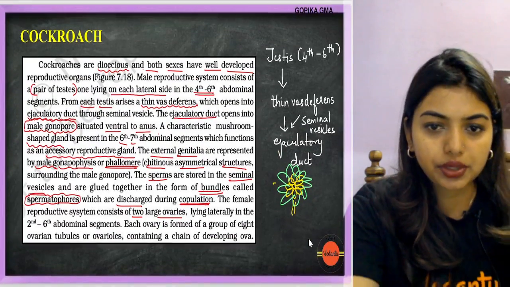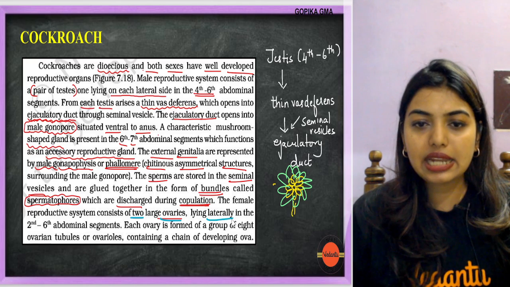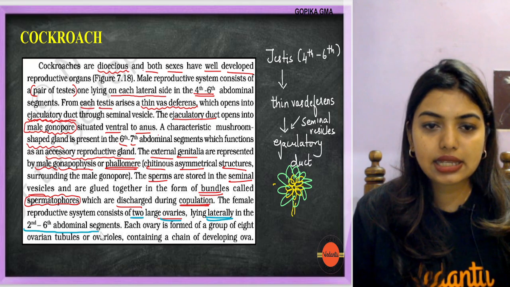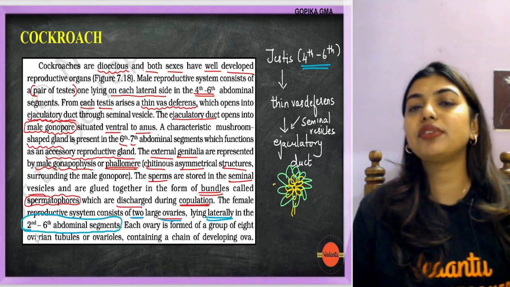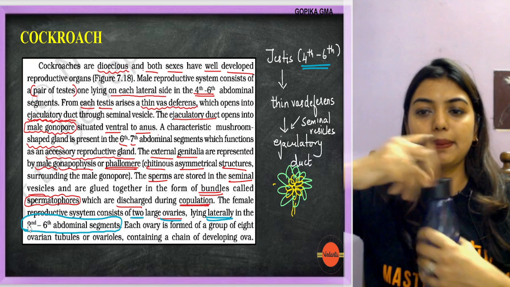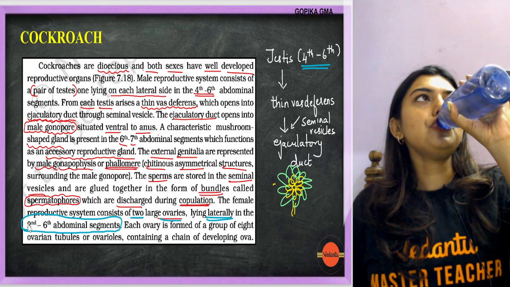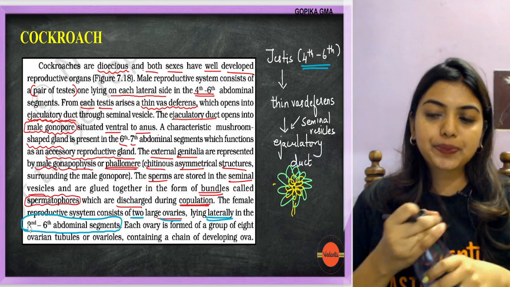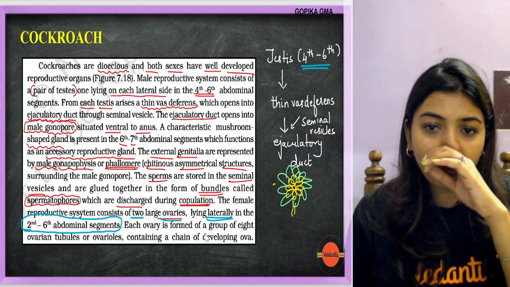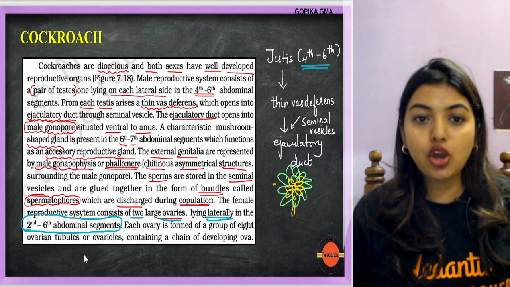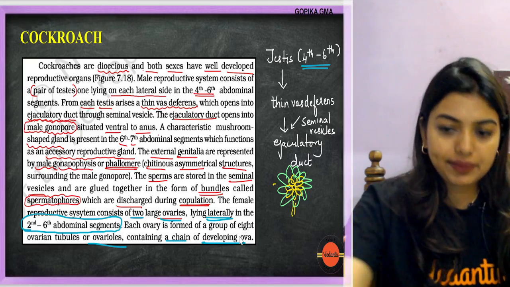Start from here. Look here. The female reproductive system consists of two large ovaries lying laterally in the second and the sixth abdominal segment. So here, students, testis was in the 4th to 6th segments. Here it is going to be from the 2nd to 6th abdominal segment. Each ovary is formed of a group of 8 ovarian tubules or ovarioles, containing a chain of developing ova. I'll teach you that.